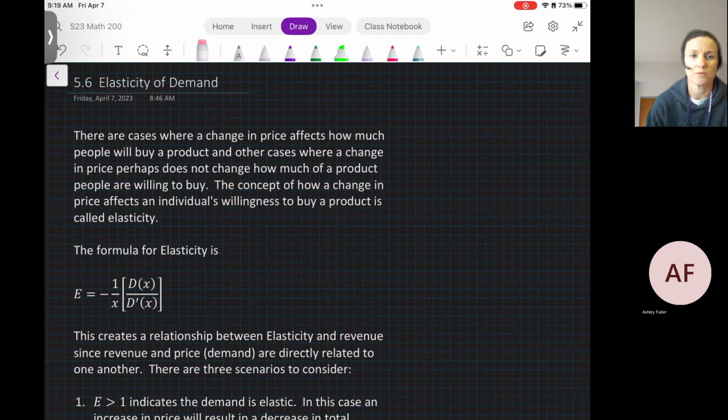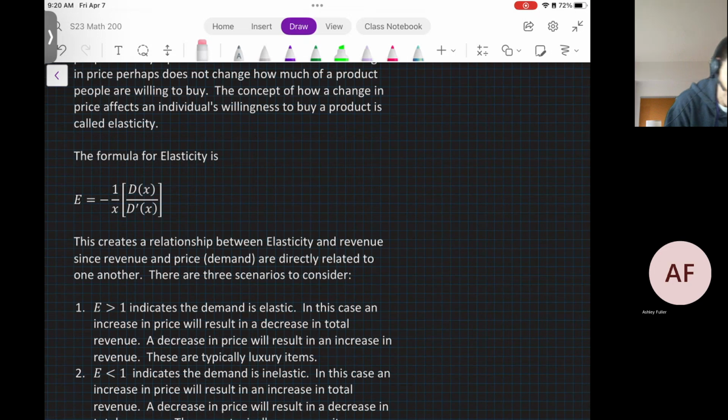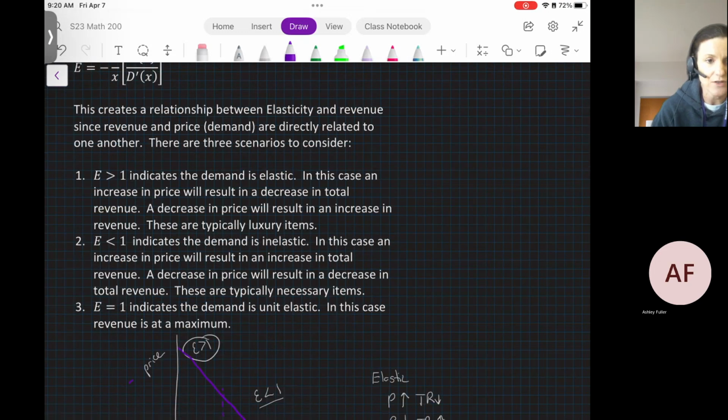The concept of how this change in price affects the individual's ability or willingness to buy a product is called elasticity. You'll see here the formula for elasticity of demand. Remember that the demand function itself is an expression of price, and then the derivative is also important for the elasticity function. There are three scenarios to consider with elasticity, and it creates a relationship between revenue, since revenue and price are directly related. If you remember, the revenue is equal to the number of items sold times the price, or the number of items sold times the demand function. So elasticity and revenue are directly related to each other.